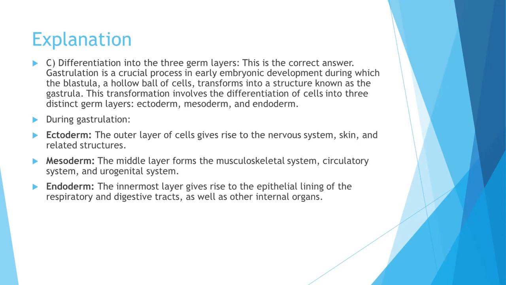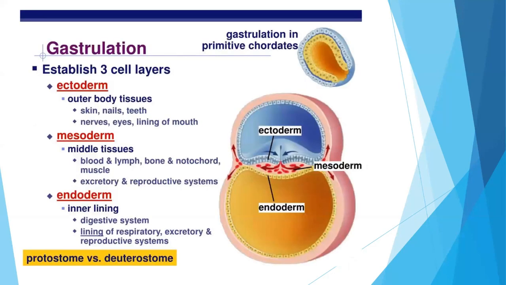The middle layer forms the musculoskeletal system, circulatory system, and urogenital system. The innermost layer gives rise to the epithelial lining of the respiratory and digestive tracts, as well as other internal organs. So, gastrulation is the establishment of three cell layers: the ectoderm, mesoderm, and endoderm.